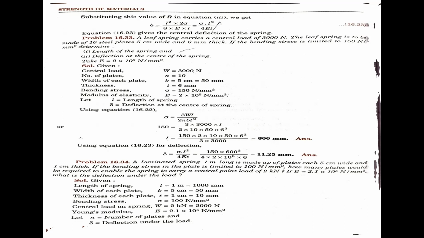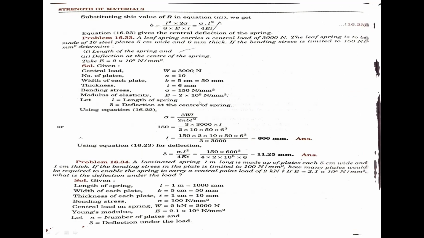Okay, now using equation 16.22. Now you know the value of sigma, the bending stress formula. We have to substitute in the equation. This is the bending stress formula: sigma equal to 3WL by 2nbt square. This formula I have to use for calculating the length of the spring. You know the sigma value and W value, small n value, b value, t value. You can calculate the L value, length of the spring.